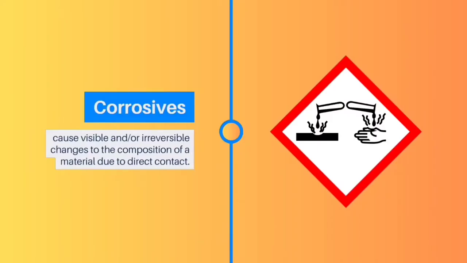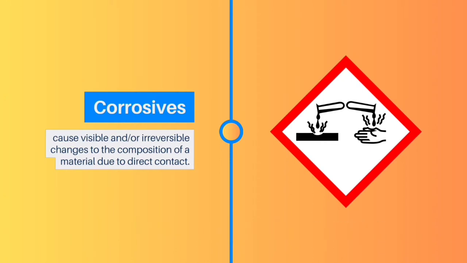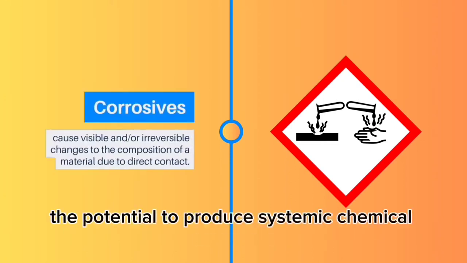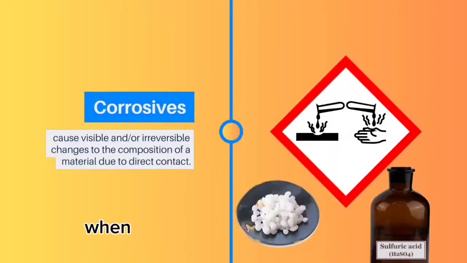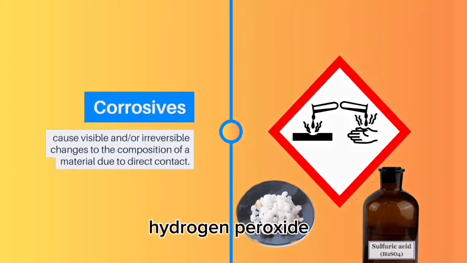Corrosives. Chemical corrosives cause visible and/or irreversible changes to the composition of a material due to direct contact. Similarly, these can also cause a localized reaction in the human body at the point of contact. However, corrosive chemicals also have the potential to produce systemic chemical exposure away from the point of contact when mixed with other substances. Examples include sulfuric acid, sodium hydroxide, hydrogen peroxide.